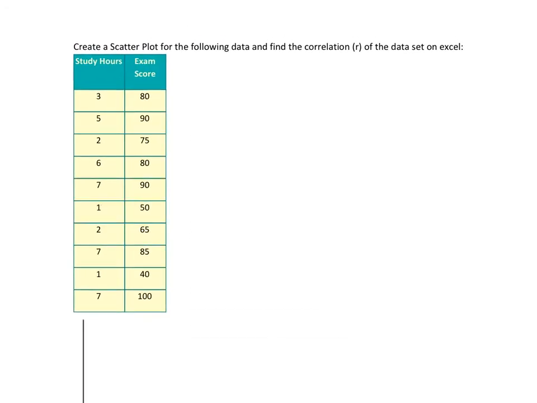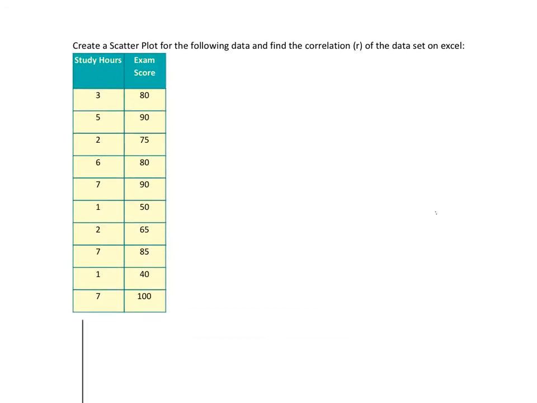So lastly, we want to create a scatter plot for our data and find the correlation of the data set on Excel, which I'm actually going to do on the calculator here, but I will create a video for you guys to watch with this example for Excel as well. But I'm going to do it on the calculator for now. So we have data that compares study hours to exam score. So if I'm labeling my explanatory and response variables, I'm going to say the study hours are the explanatory. The amount of study hours you study should influence your exam score, Y.